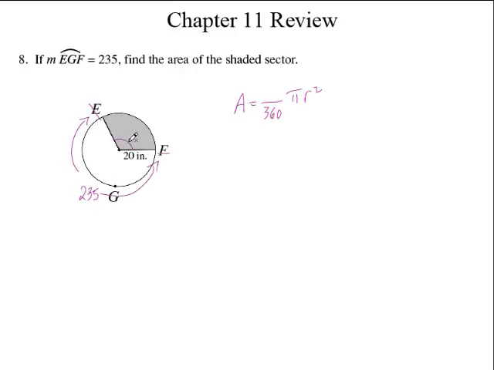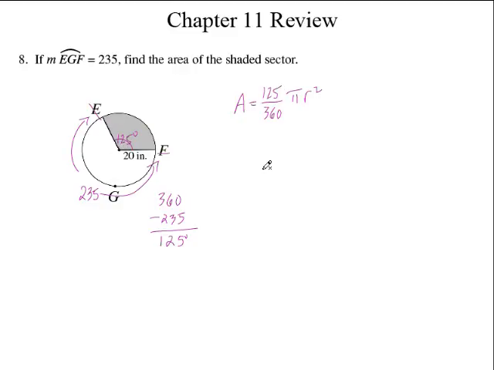That's not the part that we want. We want this part. Well, what is this part? This is what's left over from 360. So you just go 360 minus 235, and 360 minus 235 is 125. So that's what this angle is right there. It's 125. That's the angle that we care about, because that's the angle that's in that shaded sector. So we're not finding 235 out of 360, we're finding 125 out of 360.